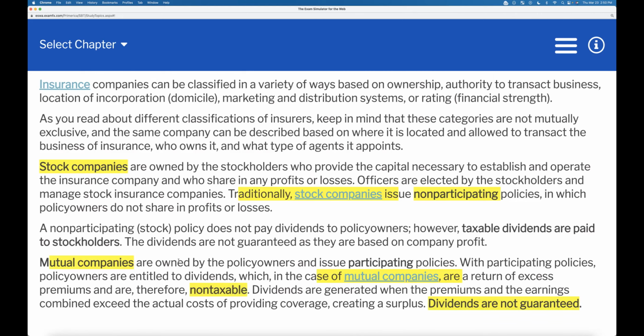Mutual companies are owned by policy owners. Stock companies are owned by stockholders. But mutual companies are owned by policyholders. Like Northwestern Mutual is an insurance company. But stock companies are also insurance companies. For example, State Farm is a stock company. You could buy it on the New York Stock Exchange. My company Primerica is a stock company. You could buy the stock on the New York Stock Exchange. So a mutual company, you can't buy it on the stock exchange. You cannot.